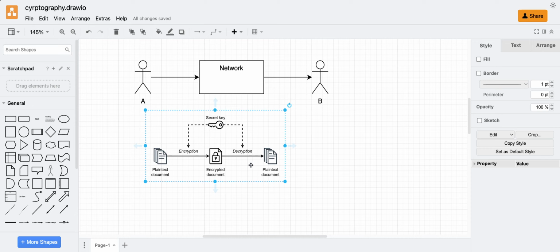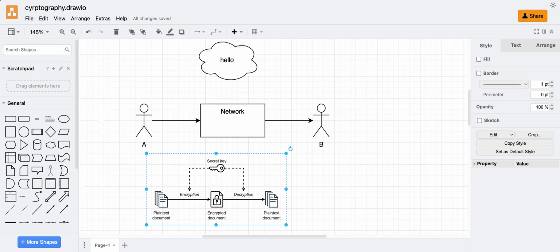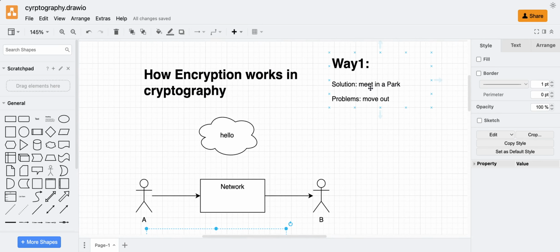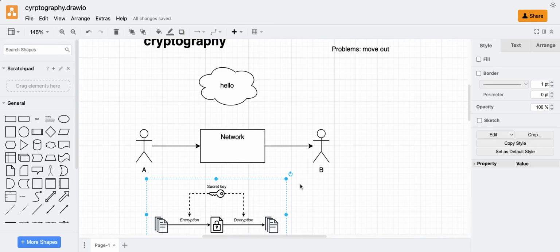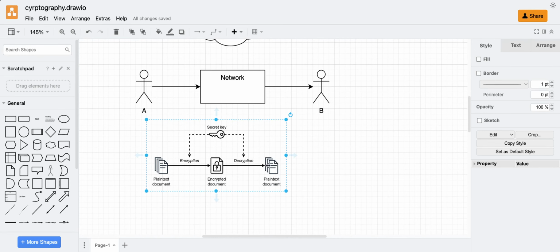Now do you see the problem? It seems to solve the basic problem that we got from way one. The problem was that they had to move out, they had to make sure that no one was there when they were meeting. This problem is not there anymore in the second way, where they are using a key to encrypt and decrypt the message, okay.